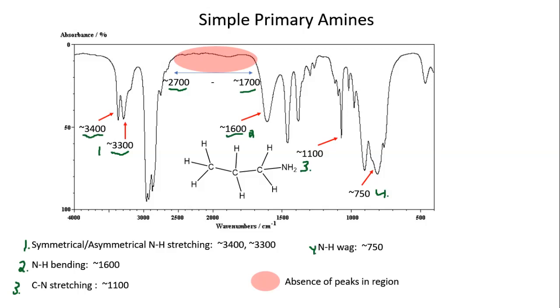So again, for primary amines, the first important thing, does it have these two stretching frequencies? If it does, it's a primary amine. Does it have a peak around 1600? If it does, it's a primary amine. Is there a peak around 1100? Approximately, yes, and it's a primary amine. And then around 750. But again, the key is this right here for primary amine. Because you see these two stretching frequencies around 3400, 3300. That's a good indication you have a primary amine.